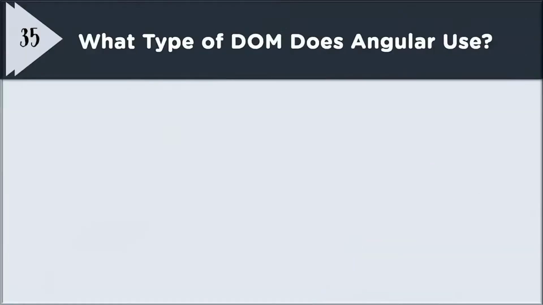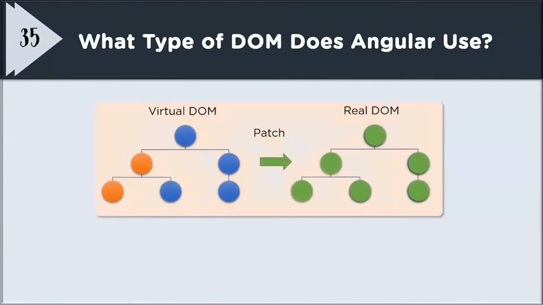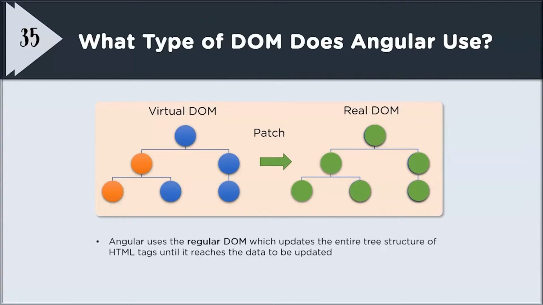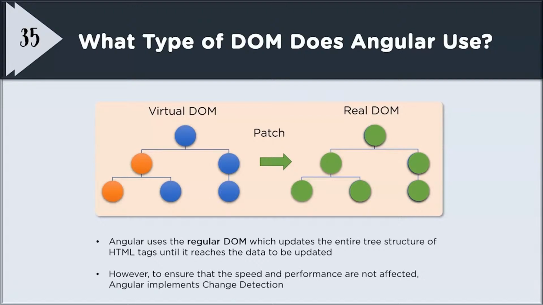Next up, what type of DOM does Angular implement? DOM, or Document Object Model, treats an XML or HTML document as a tree structure in which each node is an object representing a part of the document. Now, Angular uses the regular DOM. This updates the entire tree structure of HTML tags until it reaches the data that has to be updated. Now, to ensure that speed and performance are not affected, Angular implements something called change detection.